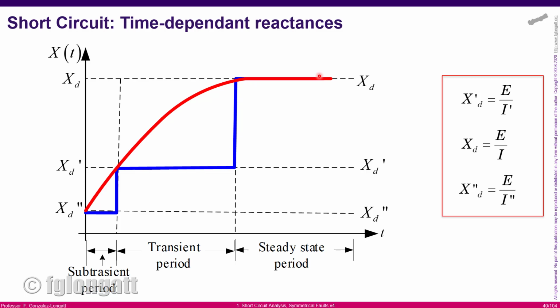That is the red color, I forgot to say. The inductive reactance inside the machine is only one and is plotted over there in red color. But for practicalities, in order to run fault analysis, we divide the inductive reactance in three periods: subtransient, transient, and steady state. And we assume that the reactance is constant inside each period, and you can see the lines in blue color: subtransient, transient, and steady state.